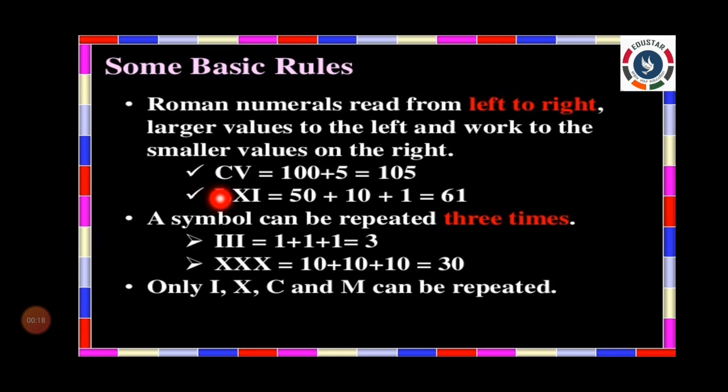See here, one of the examples given is CV. C indicates 100 and V indicates 5. So 100 is the larger value, then following the smaller value, you should add the two values, 100 and 5.